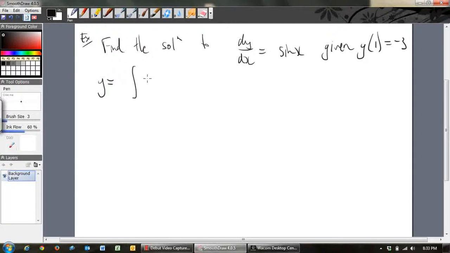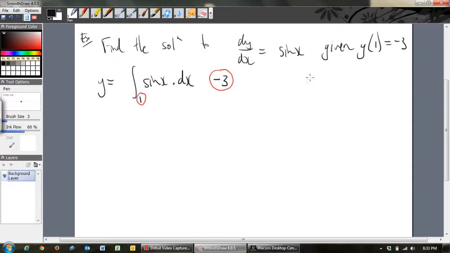Using what I just told you, the solution will be y equals the integral, and I'll just write sine x dx. And I'll put little circles to show you what we do. There's a spot here and a spot here where you put two things. Here is where you put your x value. What's your known x value? Your known x value is this 1 up here, so we write 1 there. That's the x value that we know, that given point. And what's the y value that we know? It's -3, so we write -3 up here.